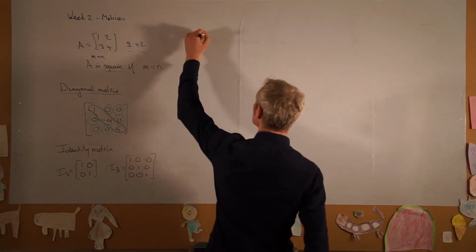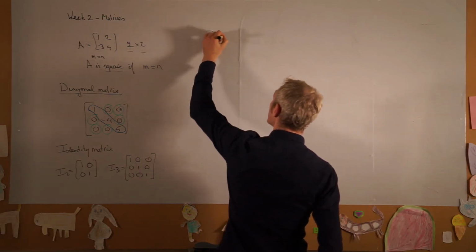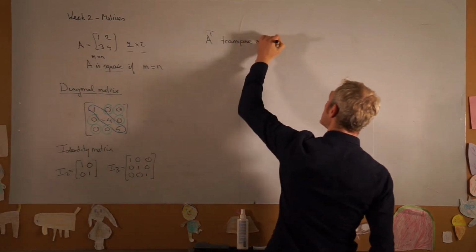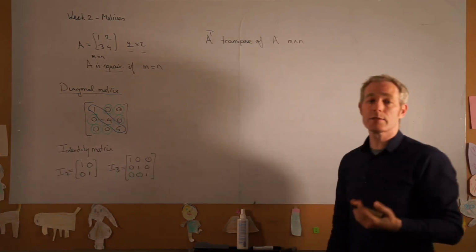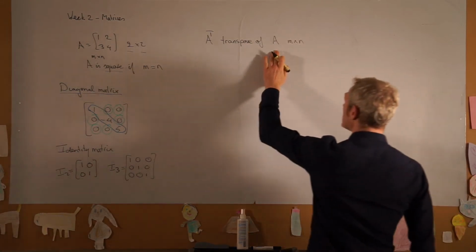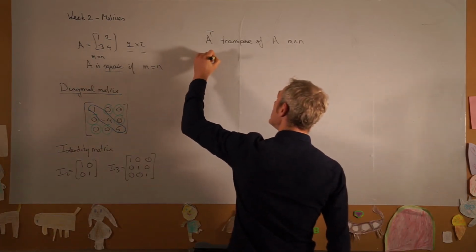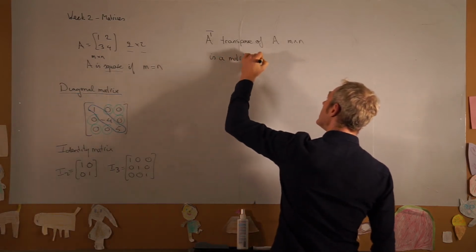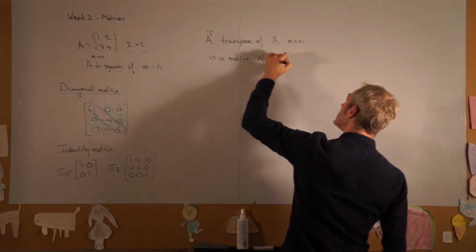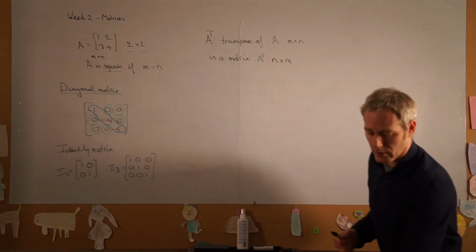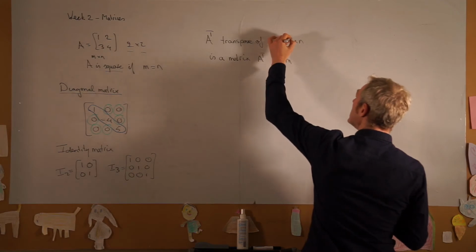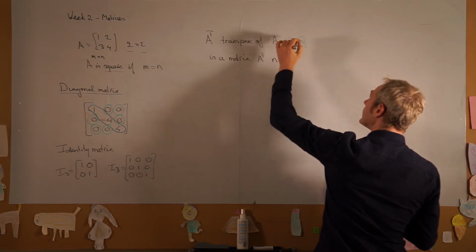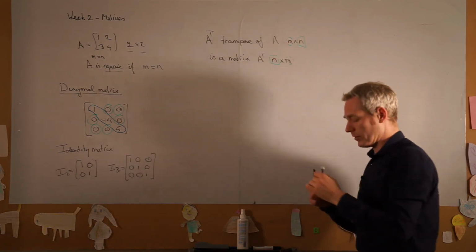Next we'll go into some operations we can do on matrices, and the first one is the transpose of a matrix A, which is m times n. The transpose of a matrix A, which has size m times n, is a matrix A^T, which has dimensions n times m. It is important to note that the number of rows, m, becomes the number of columns, and the number of columns becomes the number of rows.